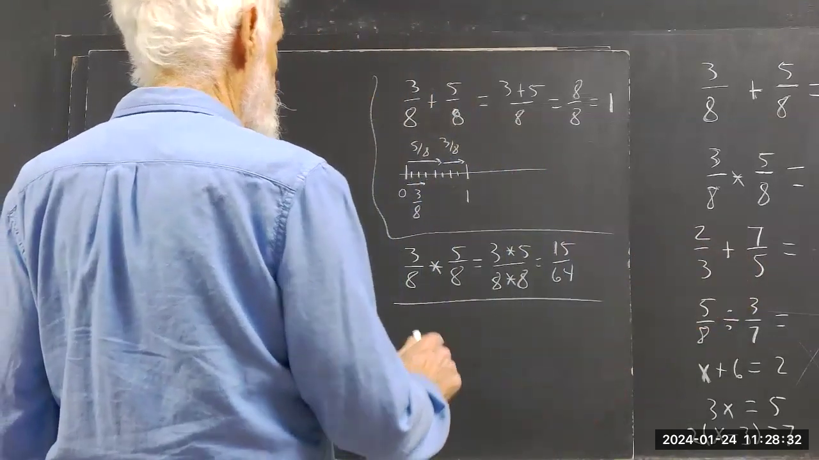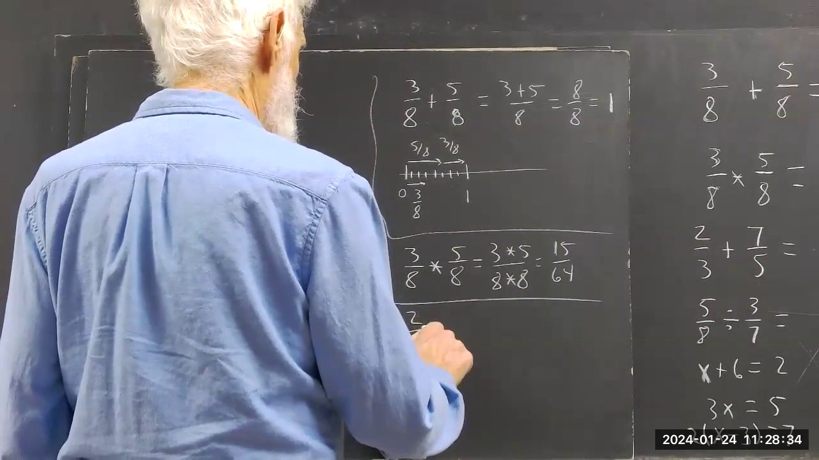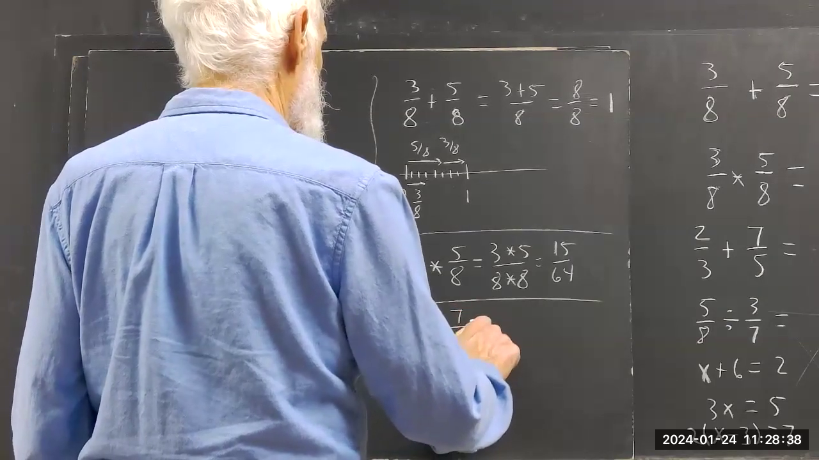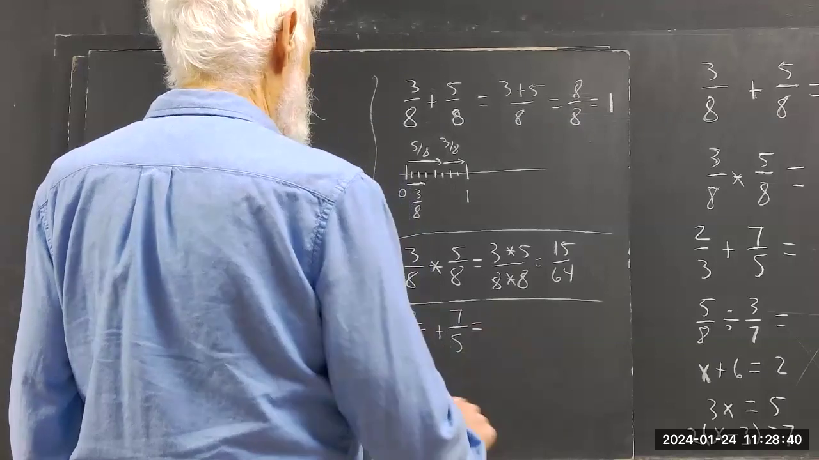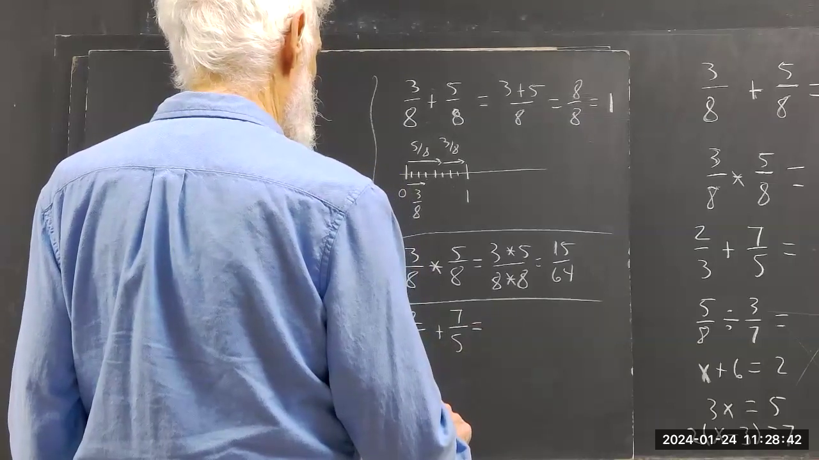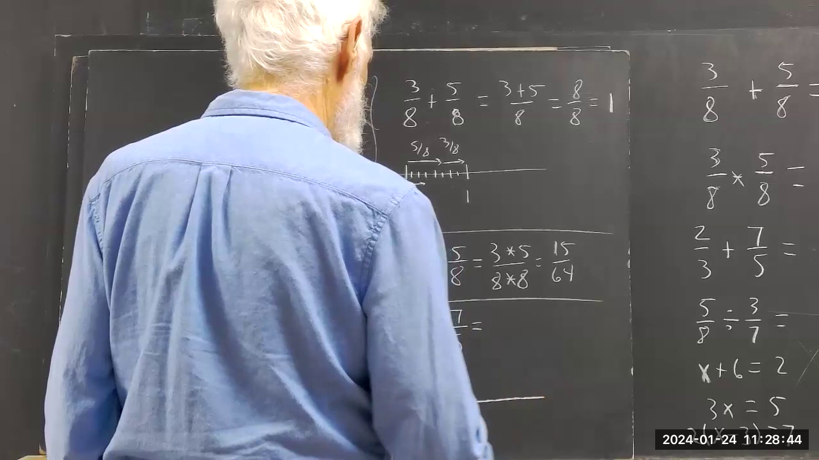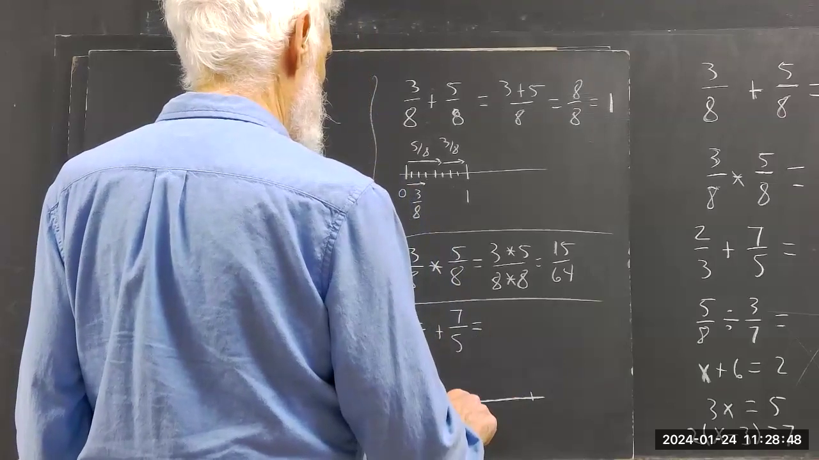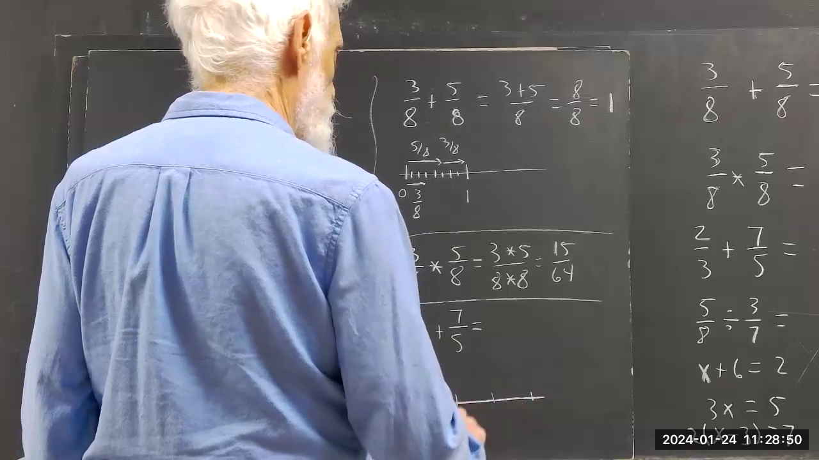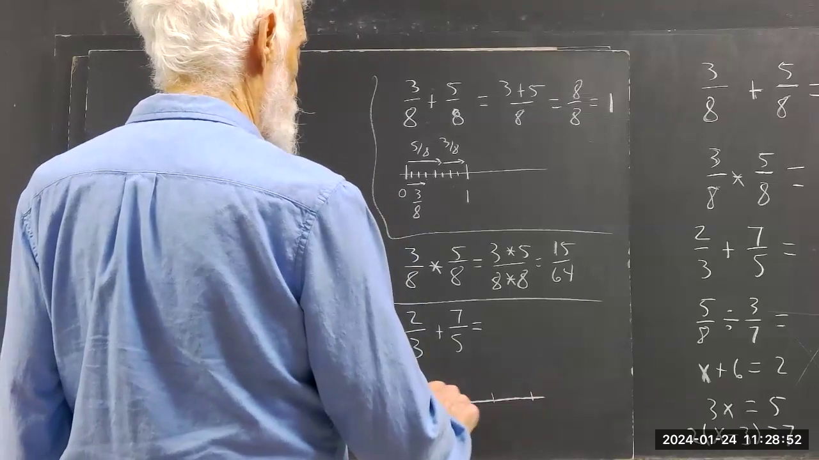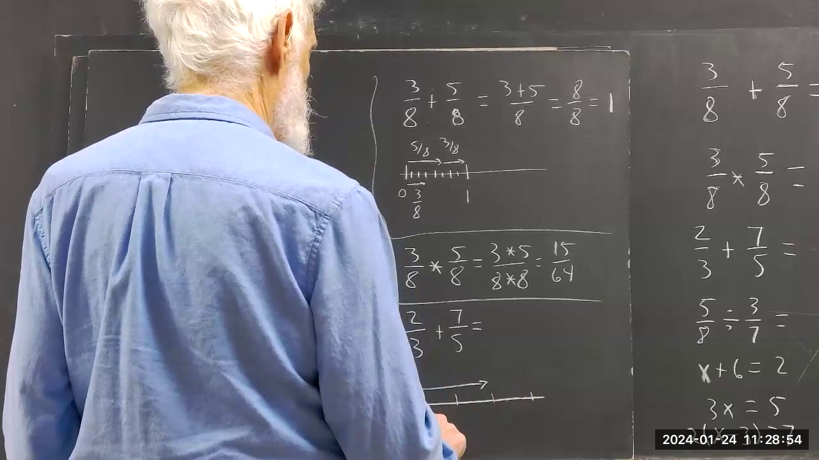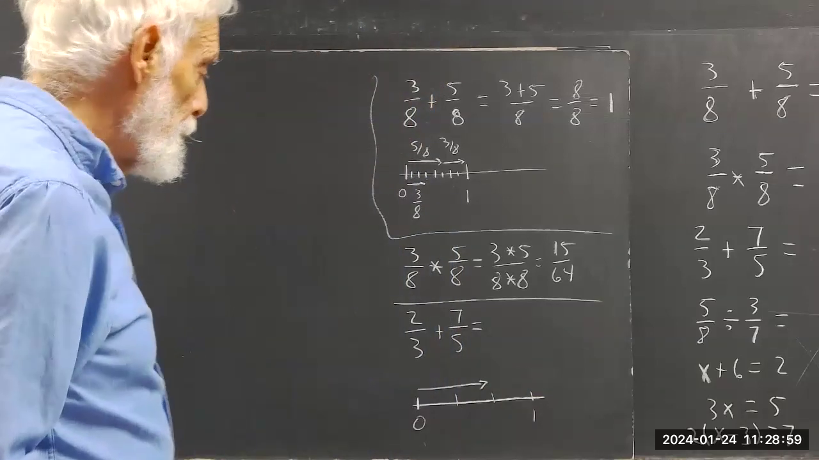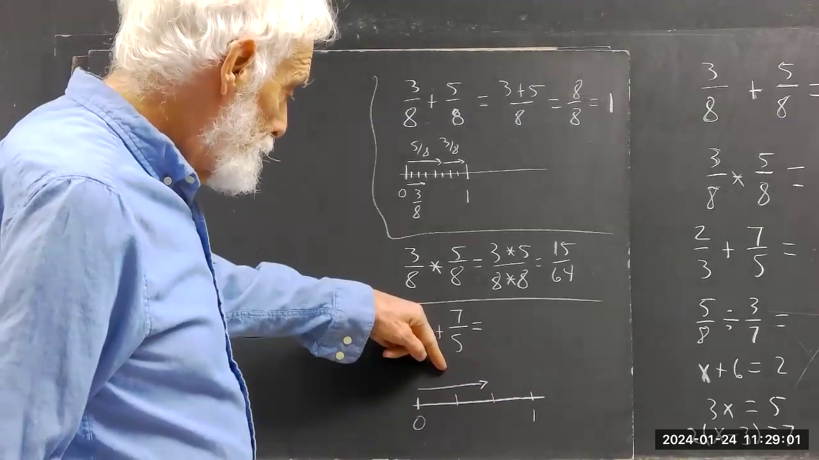2/3 plus 7/5. I'm gonna draw this. I divide the interval from 0 to 1 into 3 equal parts. Then there's 2/3.